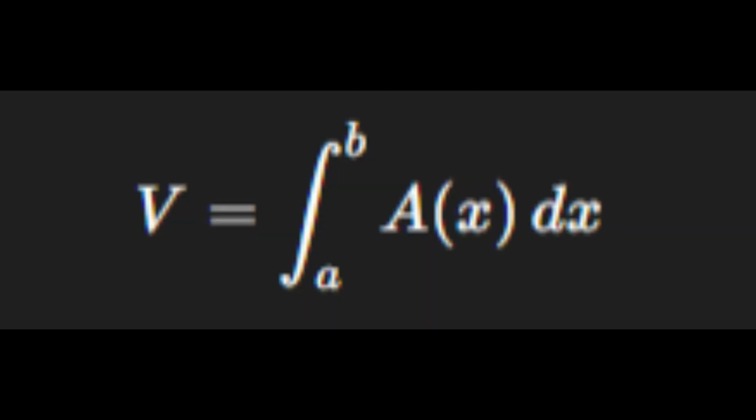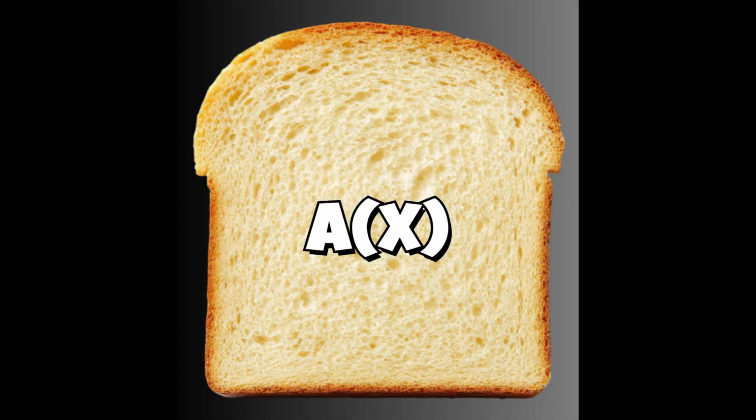V equals the integral from a to b of A(x) dx. Here, A(x) is the area of each slice, and dx is the thickness.